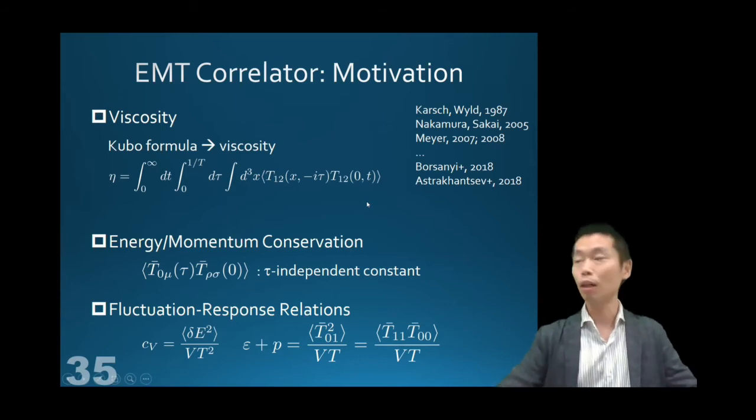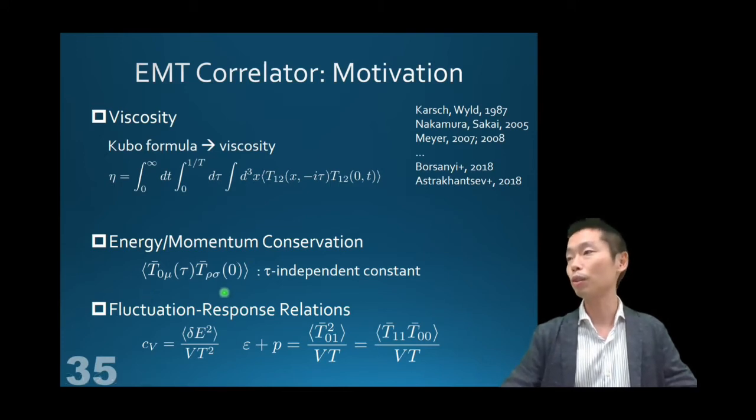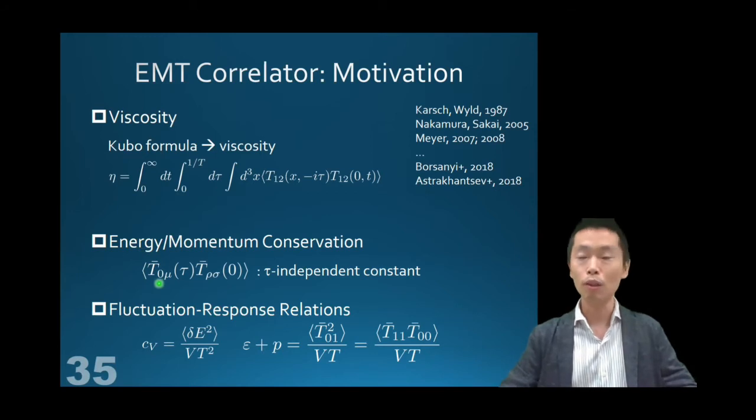There are several motivations to study the EMT correlator. One of them is the energy and momentum conservation. Because total energy and total momentum are conserved, it means that this correlator, which includes 1, 0 in the indices, should vanish.